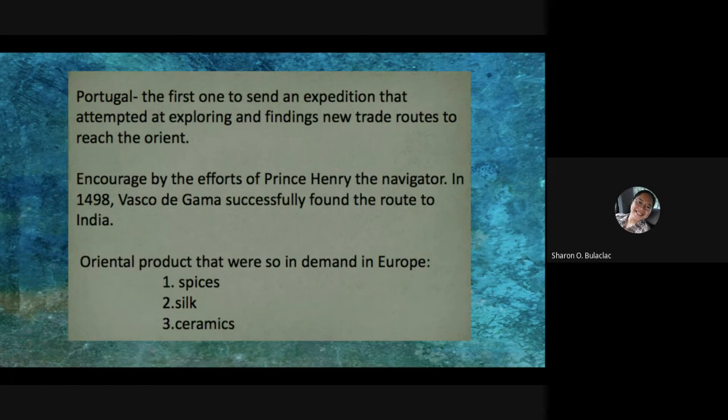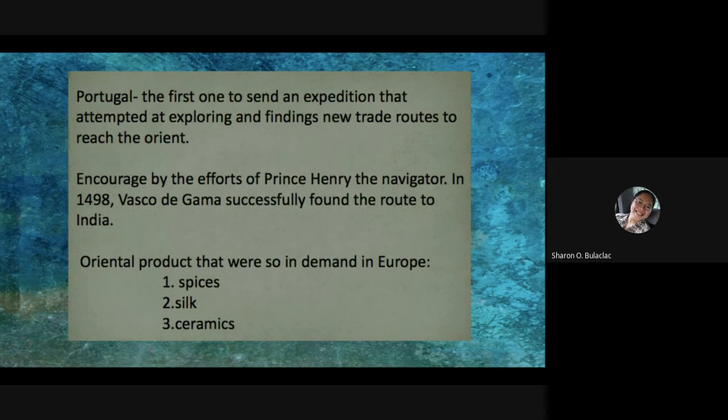So in 1498, you have Vasco da Gama. He successfully found a route going to India. So ginawa nila, if you try to imagine, you have Europe, and then sa baba niyan you have Africa. So ang ginawa ng mga Portuguese is they go down south and then inikot nila yung buong kontinente ng Africa. Then eventually they found themselves in the Indian Ocean and eventually reached India. They were able to have access to the spices.